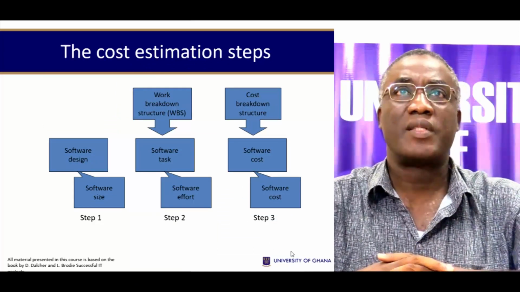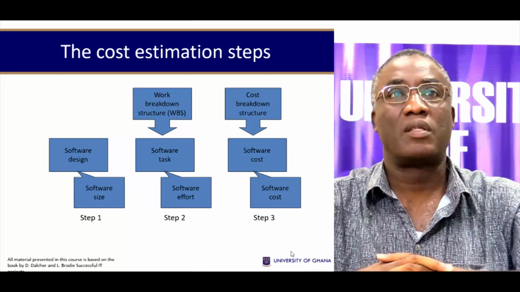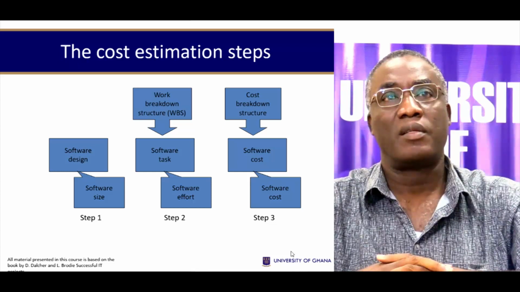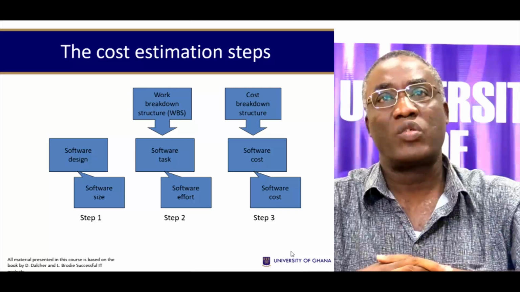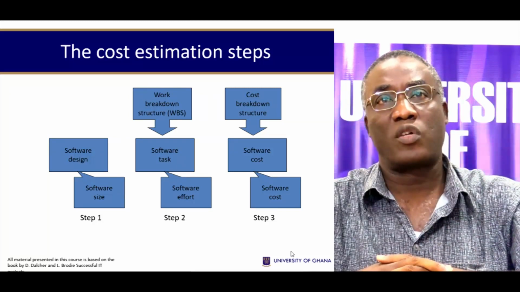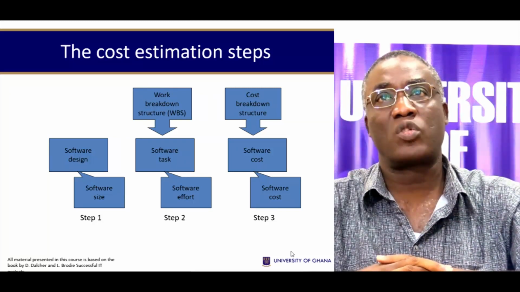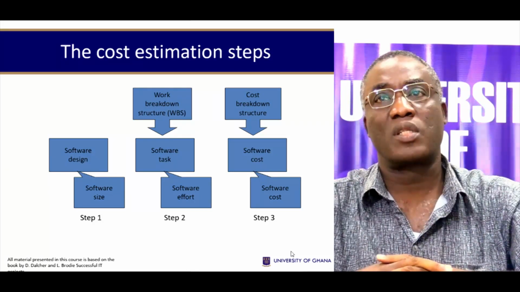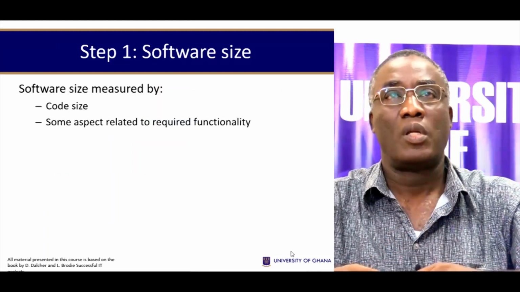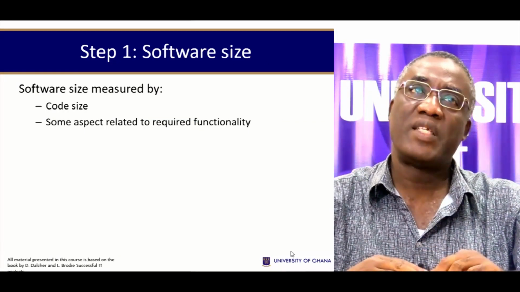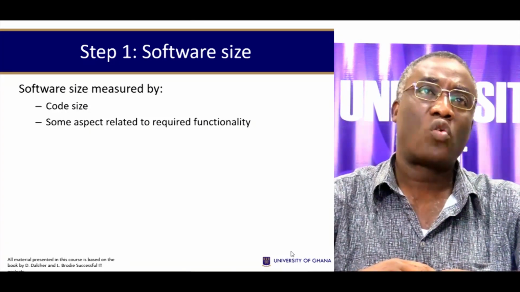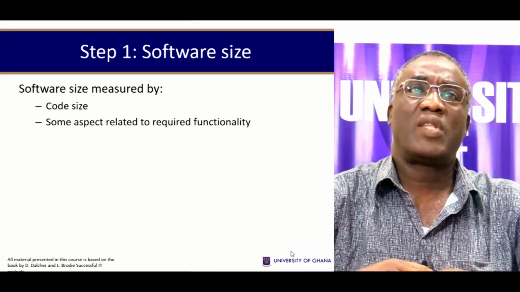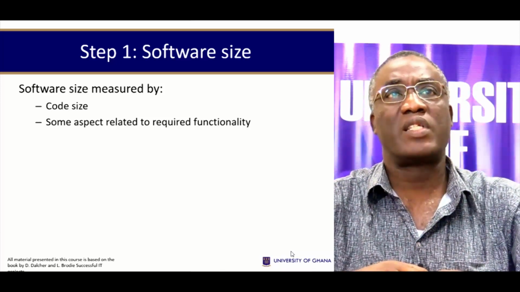There are three main steps involved in cost estimation. First, software design, where you think about software size. Then, work breakdown structure, where you have to look at software tasks and software effort, and cost breakdown structure, which would involve software cost at each step. Now, how do you estimate the software? How do you measure the software size? You can do this by either code size or some other aspect that is related to the required functionality.